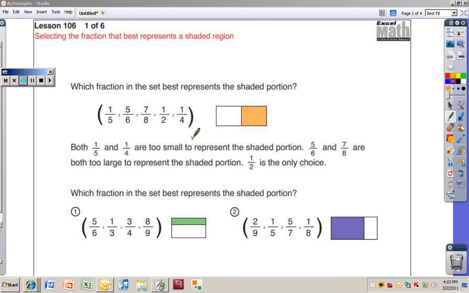Fifth grade Excel, lesson 106, selecting the fraction that best represents a shaded region. Which fraction in the set best represents the shaded portion?